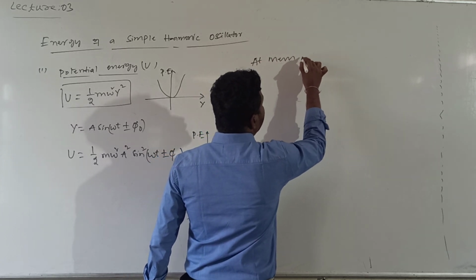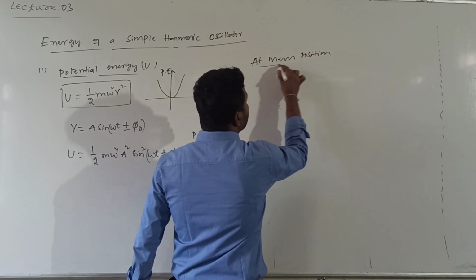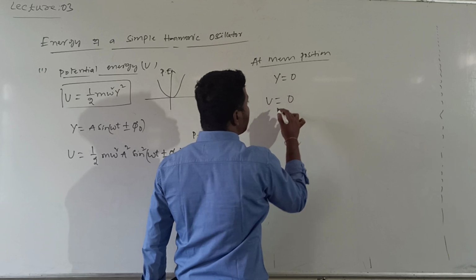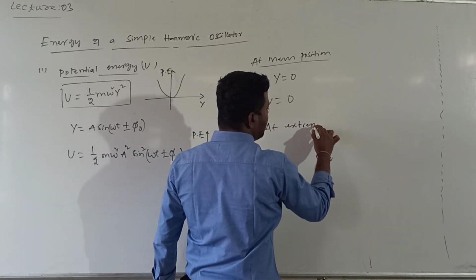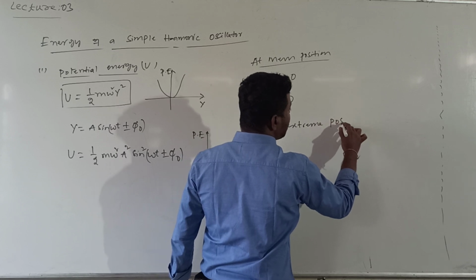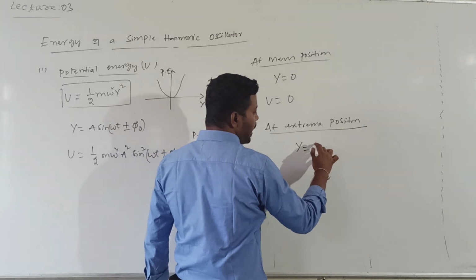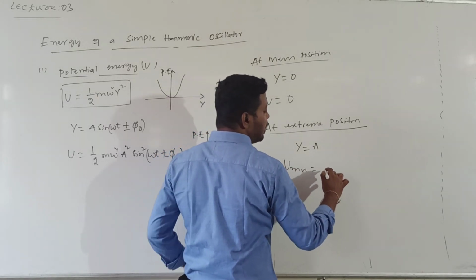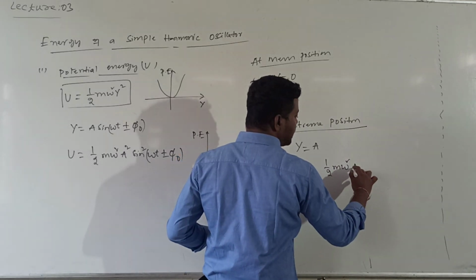Yesterday we also saw that at the mean position, the displacement value is 0. Since y is 0, the u value is also equal to 0. Whereas at the extreme position, the displacement is maximum. Since y is a, the u value is maximum. That maximum value is given by 1 by 2 into m omega square into a square.